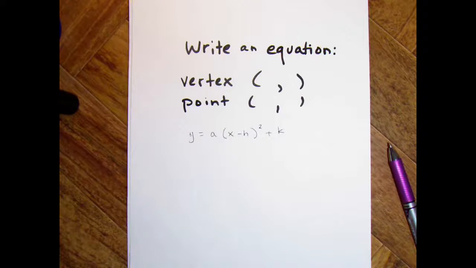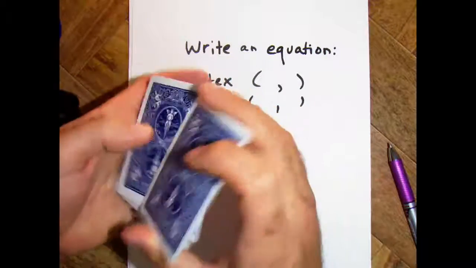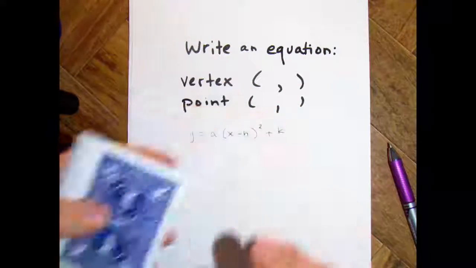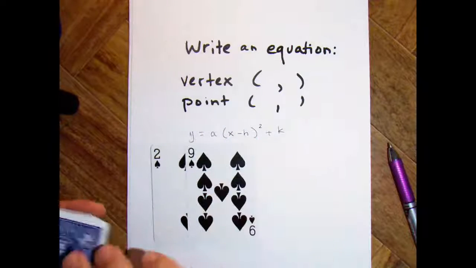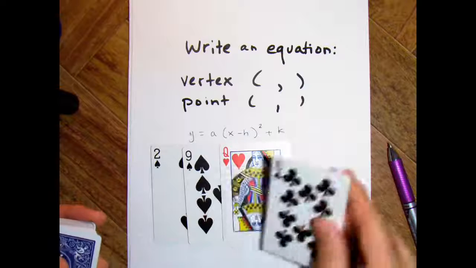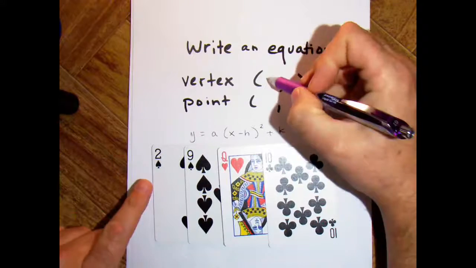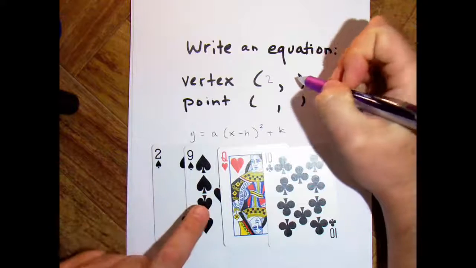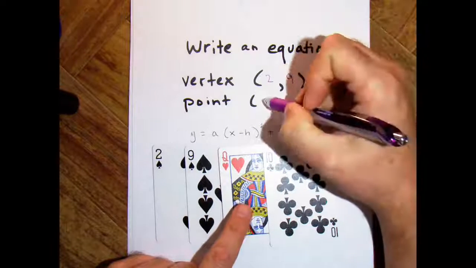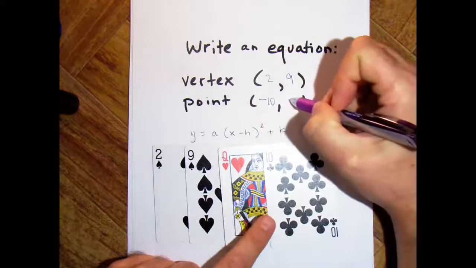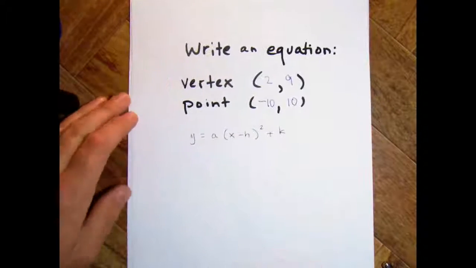And so I thought I would illustrate that by taking a deck of cards, randomly shuffled, and I'm just going to pick 4 cards out of this deck to represent the coordinates. So I'm going to go ahead and let the vertex be positive 2, comma, positive 9. And I'll let the other point be negative 10, comma, positive 10. And we'll see how this process works.